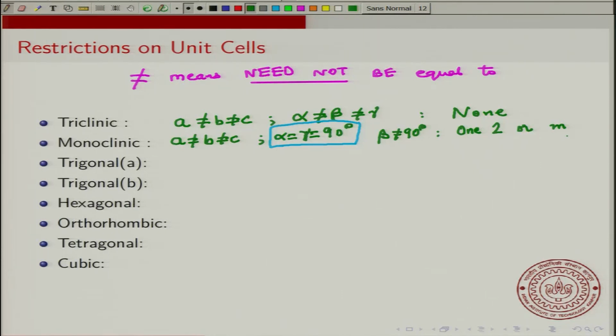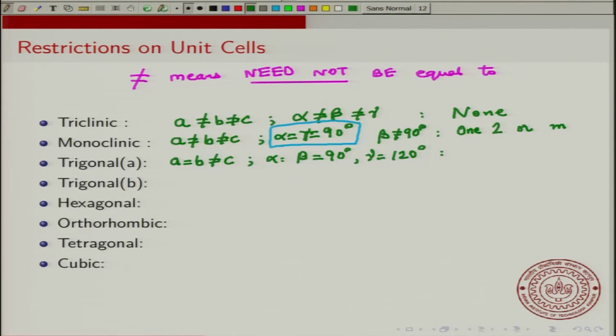Now the trigonal: there are two trigonals. There is trigonal A, in which case you have A equal to B and it need not be equal to C, and you have alpha equal to beta equal to 90 degrees and gamma equal to 120 degrees. So this is like one third of a hexagonal cell.